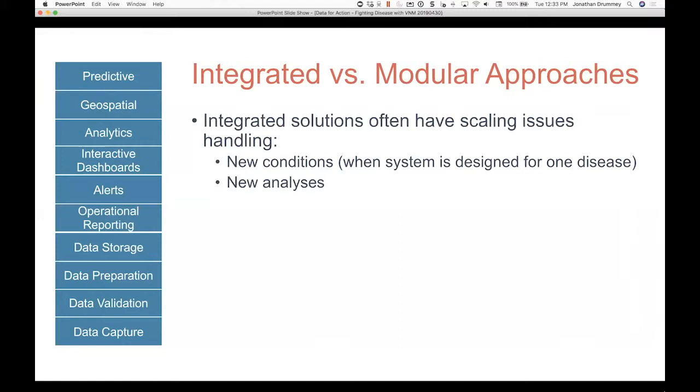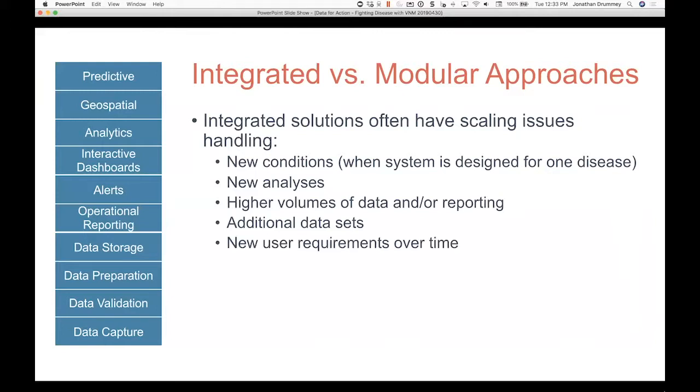Or you want to perform new analyses. So that's a key example here within Visualize No Malaria. Higher volumes of data or reporting that you want to do out of the system. Can they integrate other data sets that aren't part of what they were built for easily? How well do they handle new user requirements over time?